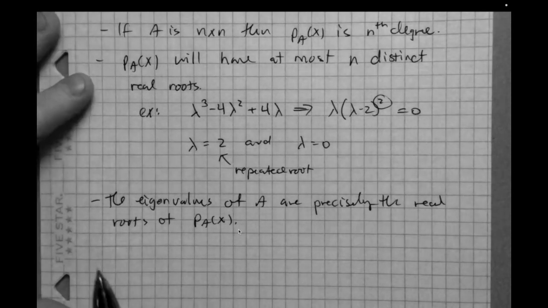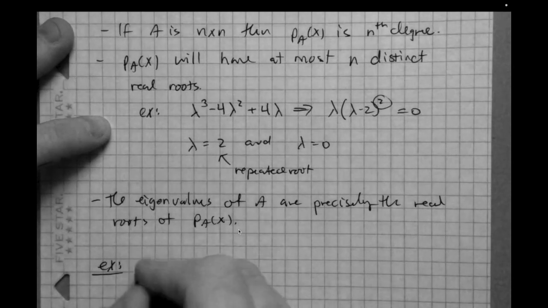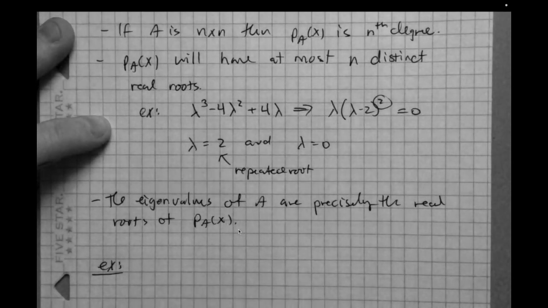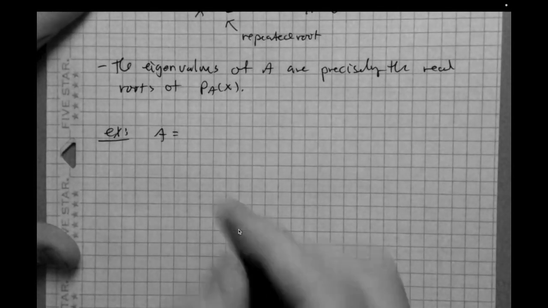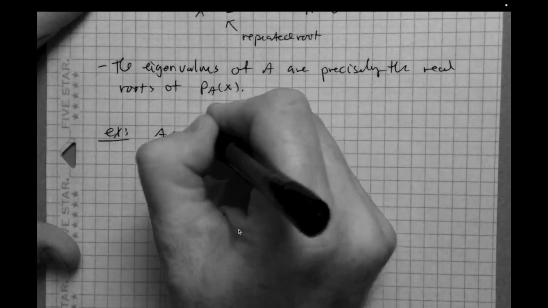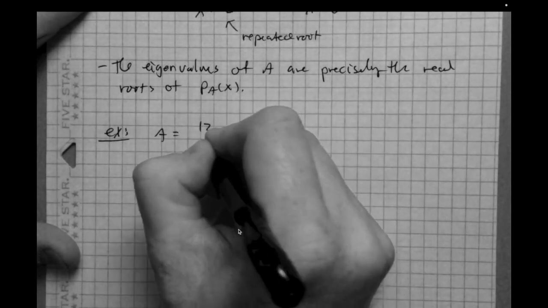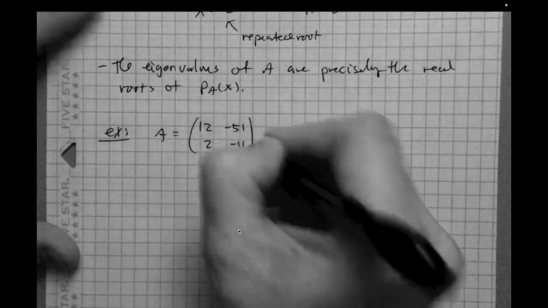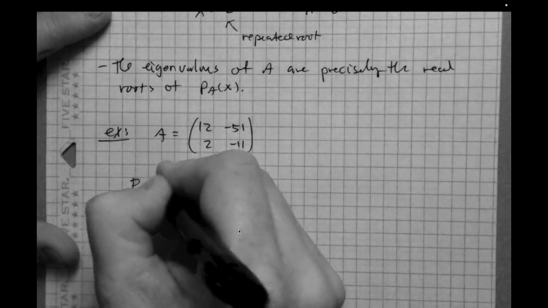Let's do an example. Let's make a slightly smaller example so we can work it from end to end. We'll let A equal this 2 by 2 matrix: 12, negative 51, 2, and negative 11. We want to find the characteristic polynomial.